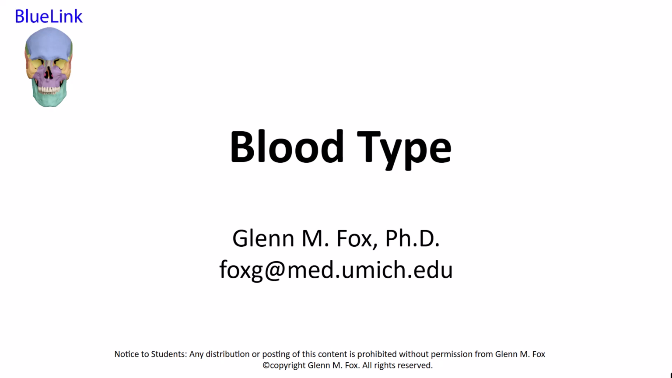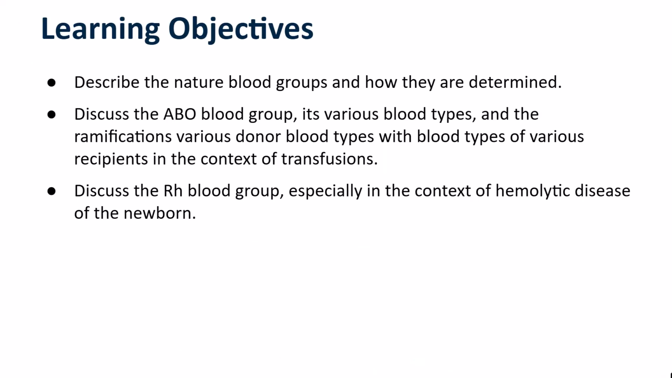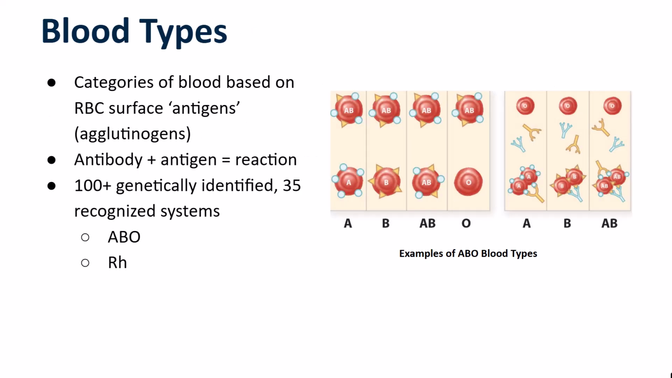Hope you're doing well. Let's talk about blood type. In this video, we'll discuss the nature of blood groups and how they're determined. We'll also discuss the ABO blood group and the RH blood group and some of their ramifications. So blood types are ways in which we can categorize and describe meaningful interactions between different types of blood.